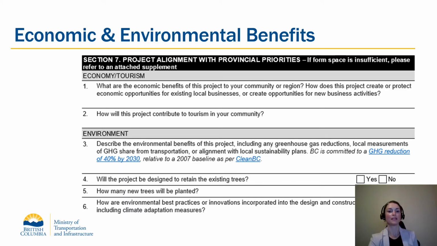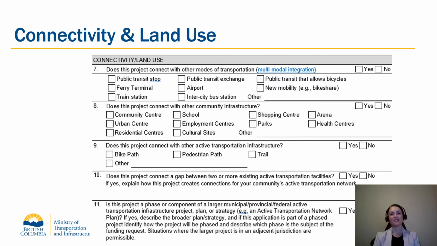This is important for government to understand as we work to meet our own GHG reduction targets found in the Clean BC Roadmap to 2030. As mentioned in the AT Network Plan information video, AT infrastructure works best when it's part of a connected network. Section 7.7 through to 7.11 ask for more details regarding how this project will connect with other modes of transportation, community locations, other AT facilities, and is it part of a larger federal or municipal plan?